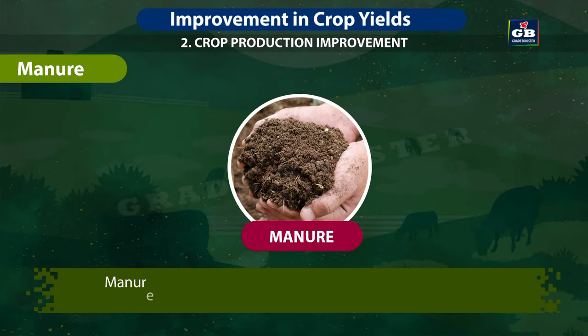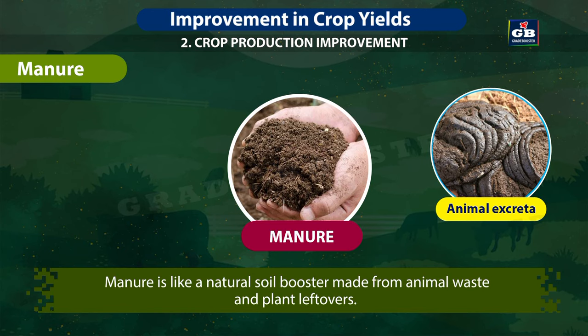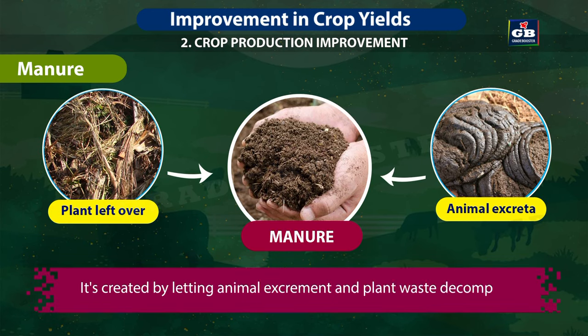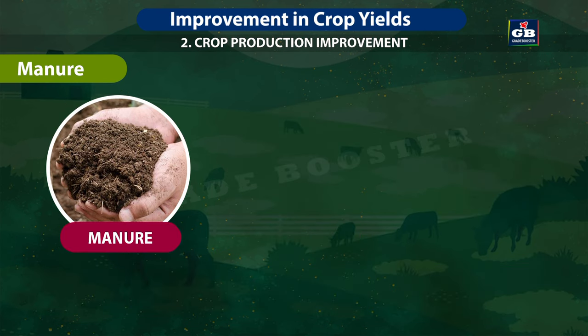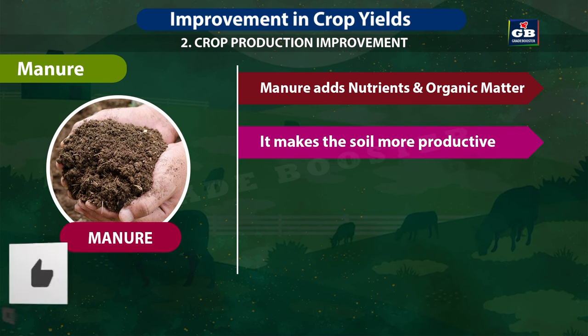Manure. Manure is like a natural soil booster made from animal waste and plant leftovers. It is created by letting animal excrement and plant waste decompose. When we add manure to the soil, it brings in nutrients and organic matter, making the soil better for plants to grow. The organic matter in manure makes the soil more productive.